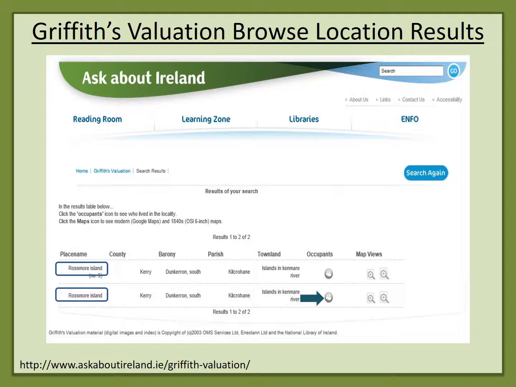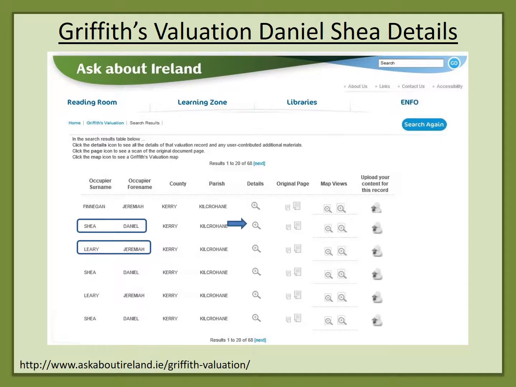Clicking on Occupants produces a listing of the 68 occupants of Rossmore Island. A sample of them is shown here. In the sample there are 3 listings for Daniel Shea. This could be for separate individuals, or Daniel could occupy more than one parcel. A Jeremiah Leary is a neighbor, and since Daniel married Honora Leary, this could be a relation of hers. Next, select Details for Daniel Shea.